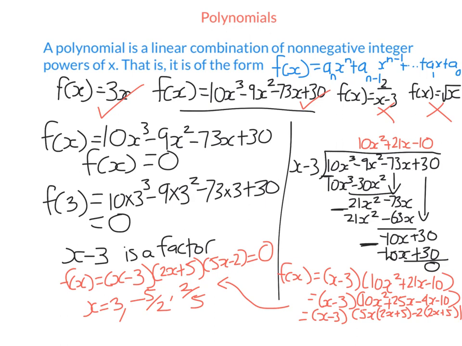And we know there will be no more solutions because a degree 3 polynomial can never have more than 3 solutions.